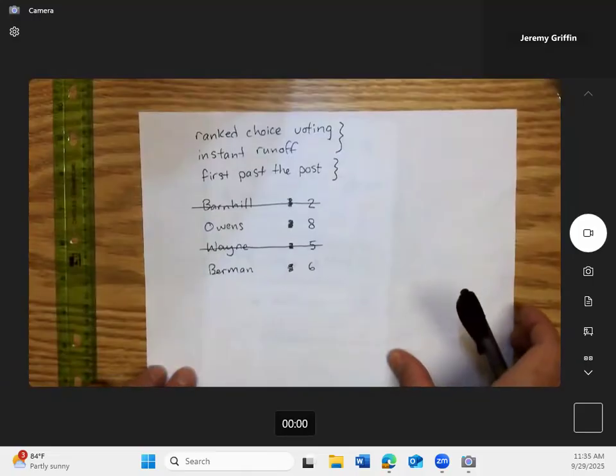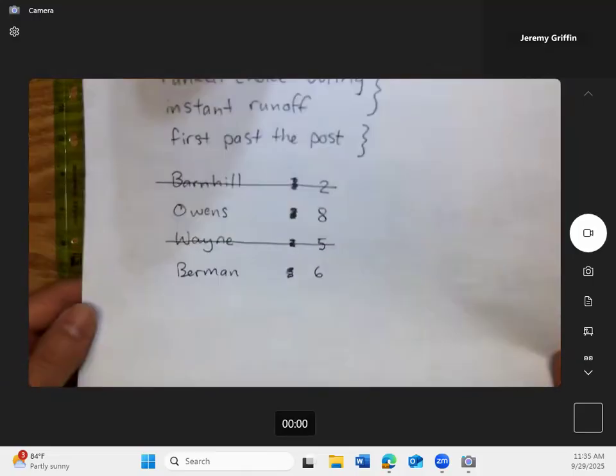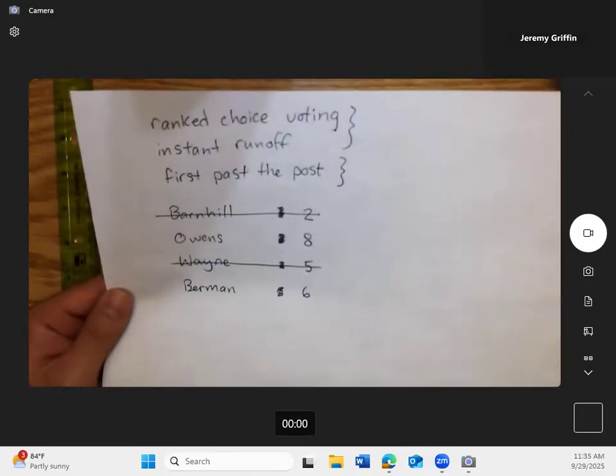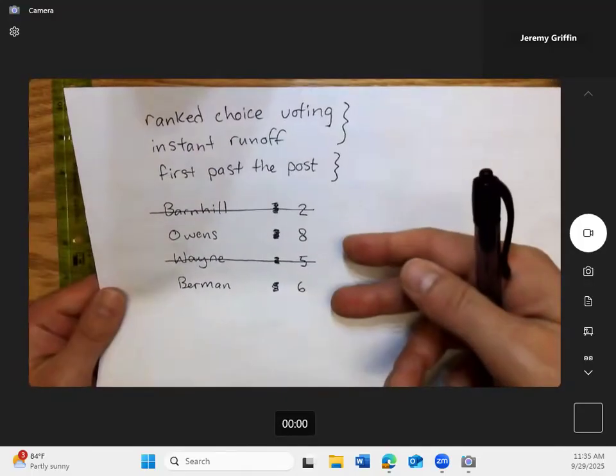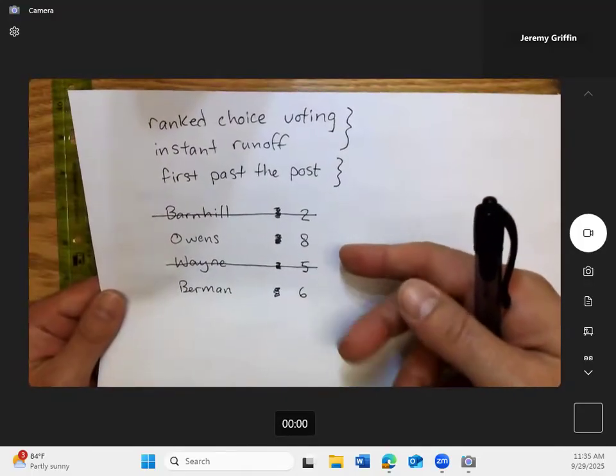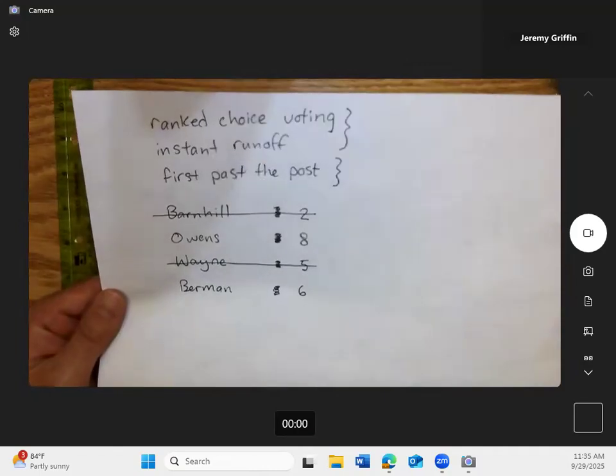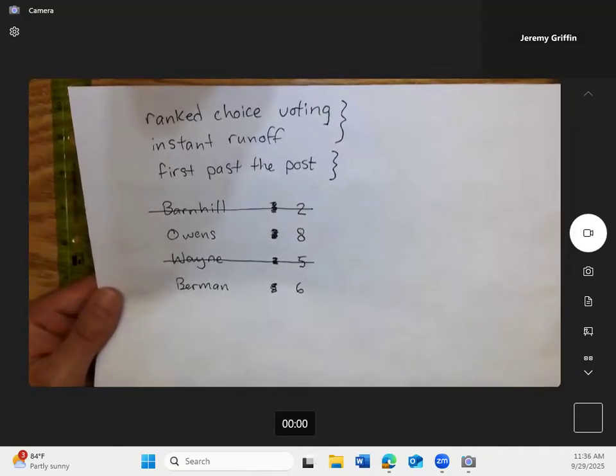Can you guys imagine that? Let's say it eventually narrows down to just either Owens or Berman. You ready to vote again? So you're only voting on either Owens or Berman. You got it? All right. So who wants Mr. Owens, who is the favorite of those two?